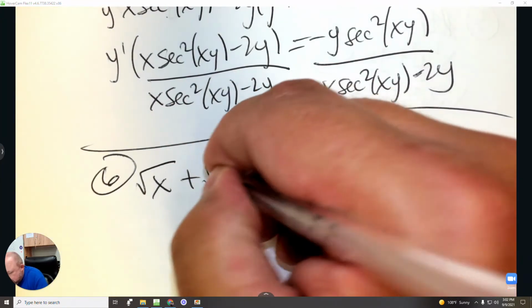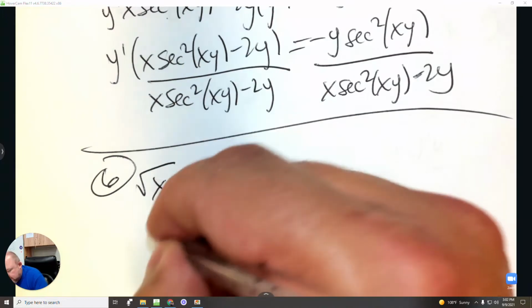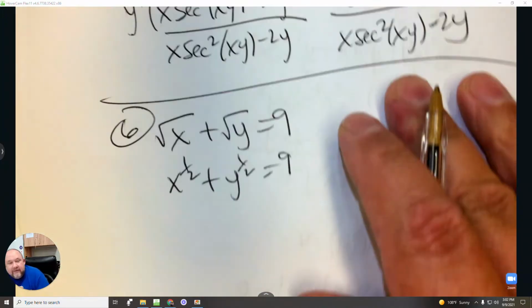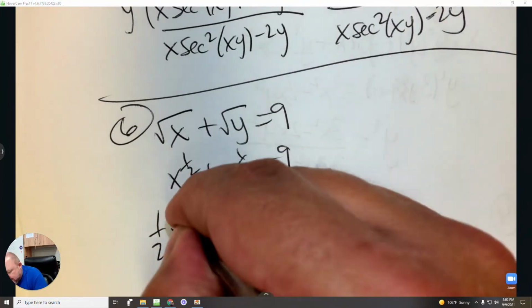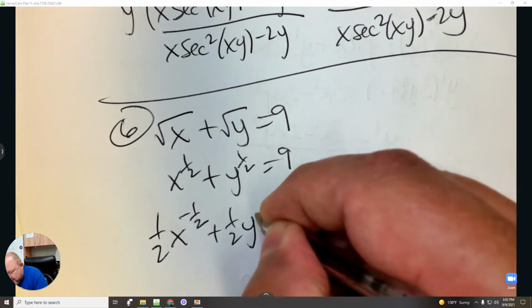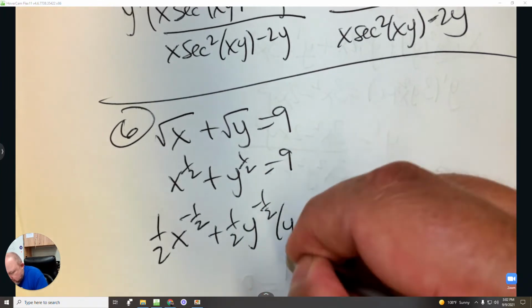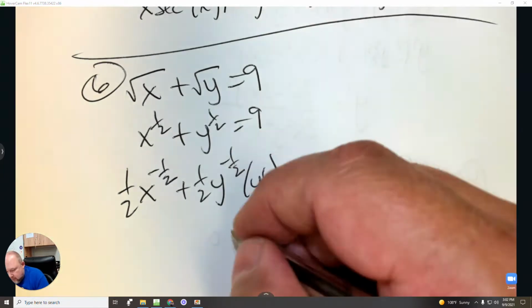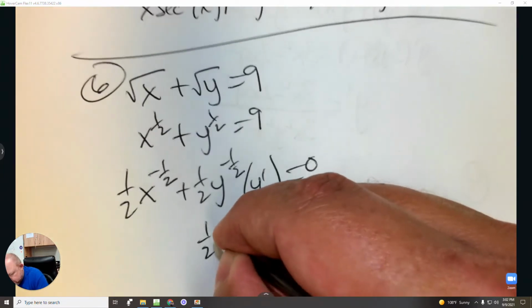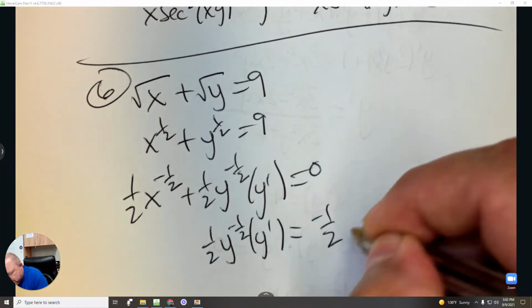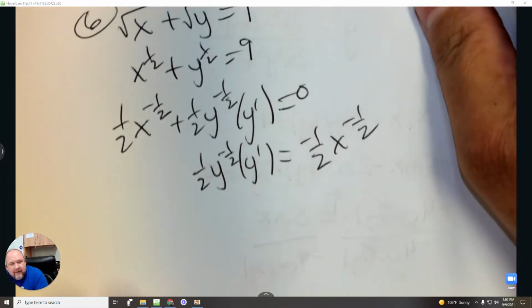Step 1 is to make this calculus friendly. So that's x to the half and y to the half. Then take the derivative. So it's 1/2 x to the negative half plus 1/2 y to the negative half, but it needs a y prime. And the derivative of 9 is 0. We're going to subtract. And then I'm going to divide.